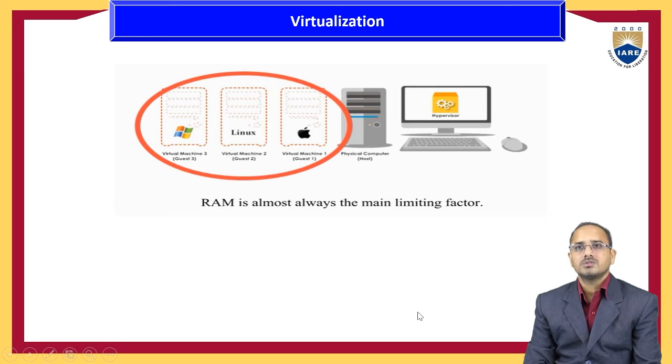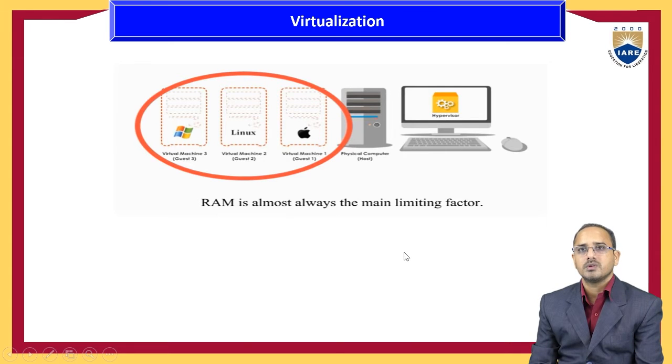Next, the RAM is almost always the main limiting factor in the creation of virtual machines, because the RAM size is confined to some extent, and resources are allocated according to the maximum capacity of the RAM. The amount of space required to create a virtual machine depends on the allocation of the RAM, so that applications can be run with its help. So the RAM is almost always the main limiting factor in creating virtual machines.